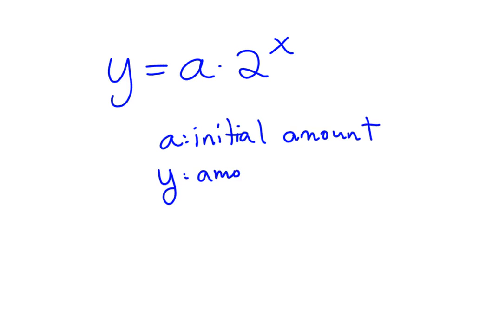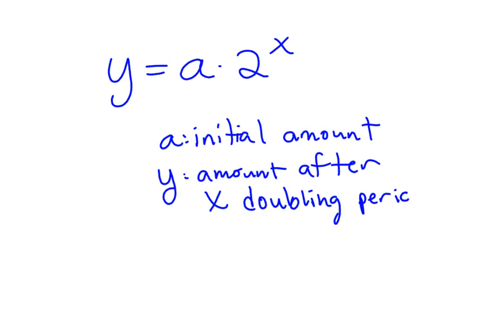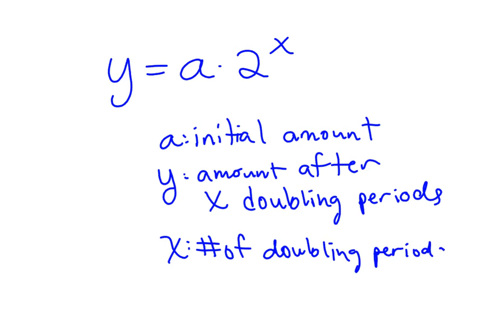Y is the amount after x doubling periods, just like it was x half-lives, now it's x doubling periods. And then the last one is x, which instead of being the number of half-lives, is the number of doubling periods. It doesn't have a specific name, but it's there because it's doubling. It's the rate, I guess you could say. It's the rate at which it's growing, and it's doubling.